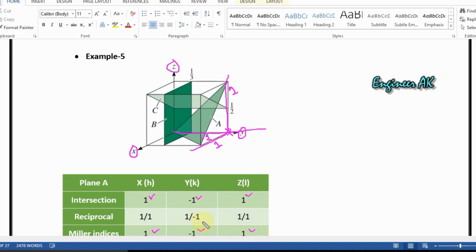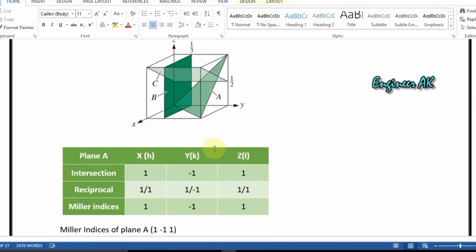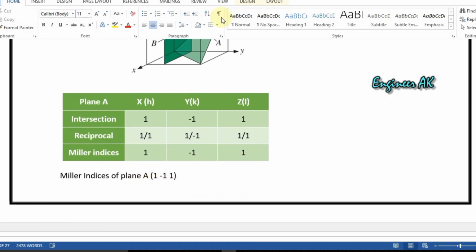So these are the Miller indices of plane A, right? This one, plane A. Now let me write it, because it is also written here. Instead of the minus, if you don't want it, you can put a bar on it. The best way is to put a bar on it, right?